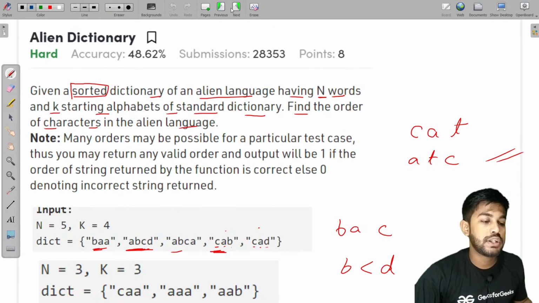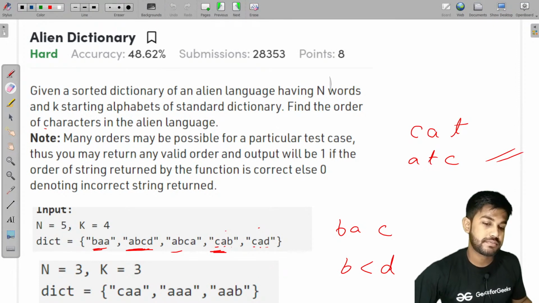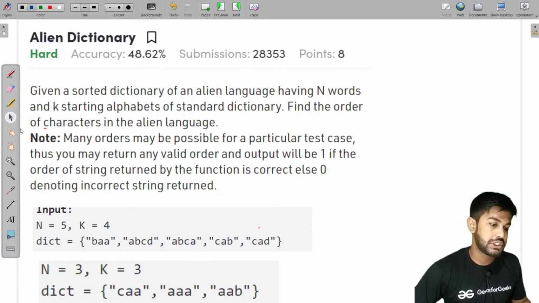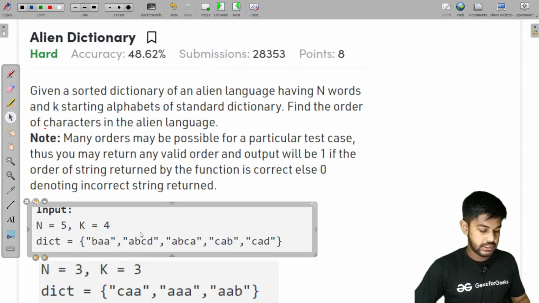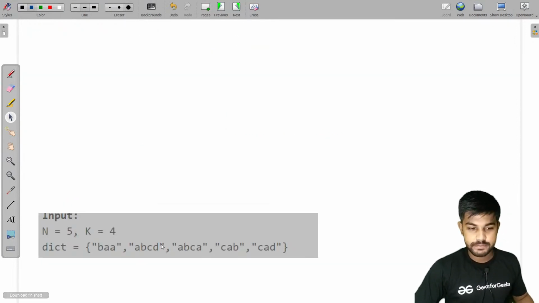Now how would we try to solve this question itself? How would we try to solve this question? To solve this question, just take this, paste this.